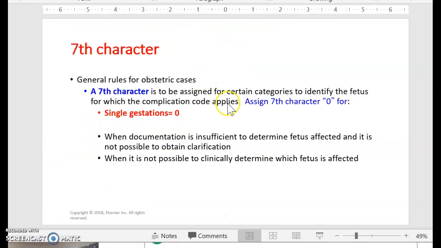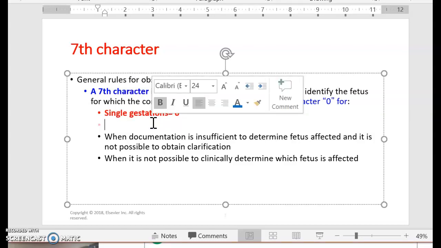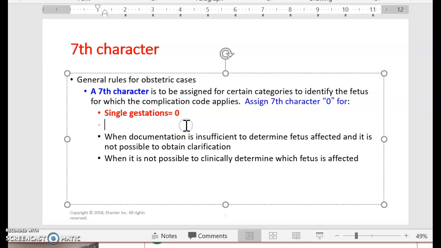So depending upon the pregnancy and how many babies the mother is carrying, if anything happens during the pregnancy to a baby, we have a number for the baby. Okay, so if we are using 0, that means there is no specification. 0 is usually used for when the mother has only one baby. But if the mother has more babies, then we start using 1, 2, and 3 for the specific baby number. All right, so it depends upon how many babies the mother is pregnant with.